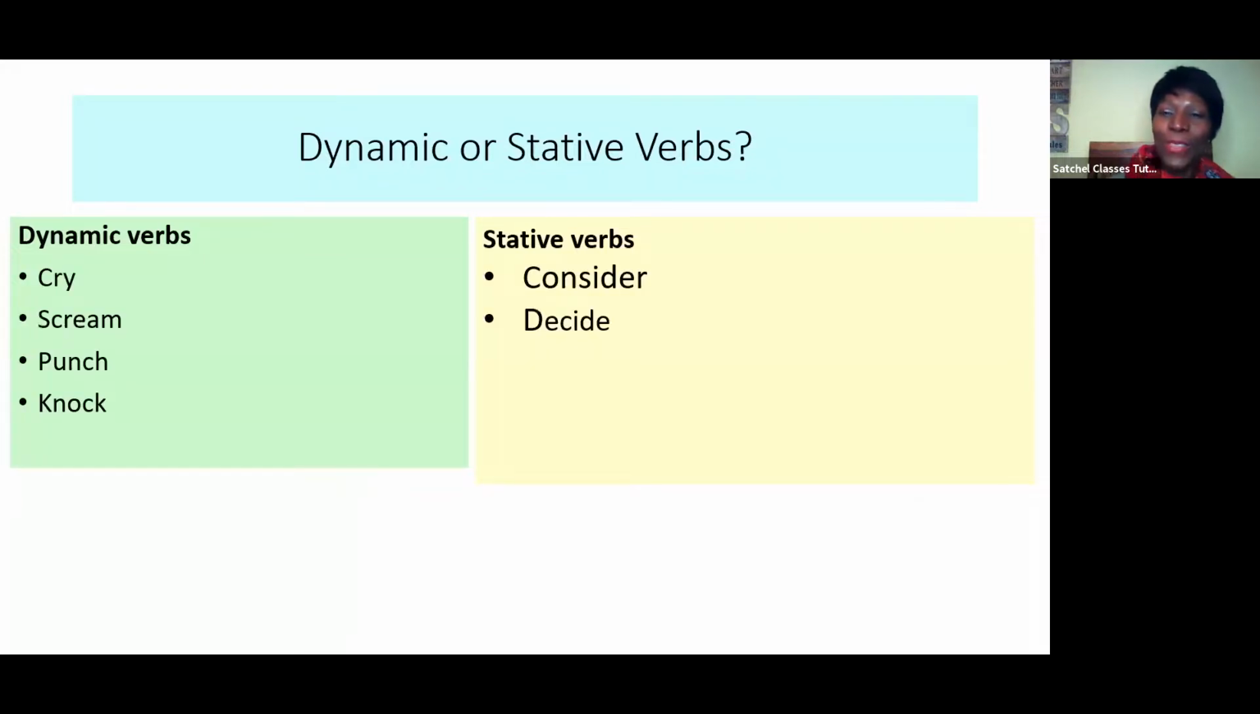Well, I hope that you had these answers, that cry, scream, punch, and knock are dynamic, they're physical actions, and to consider and to decide are internal occurrences, and they're stative verbs.